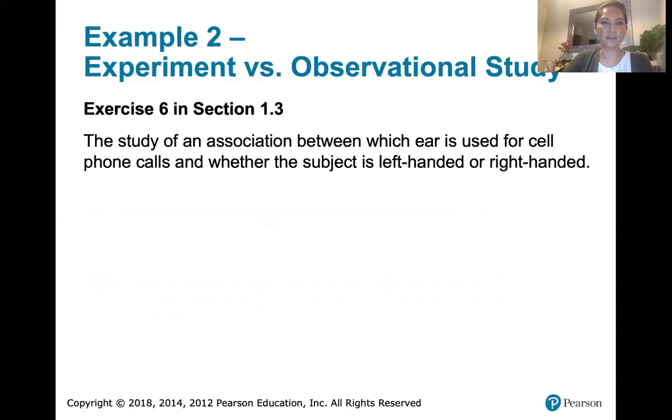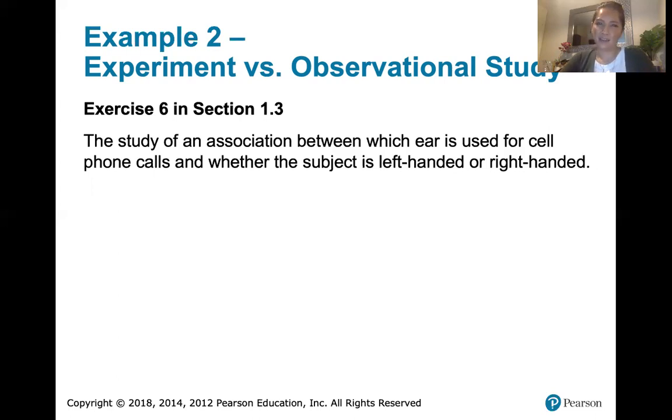Here's another example. In this example, we're looking at a study of an association between which ear is used for cell phone calls and whether the subject is left-handed or right-handed. So when someone picks up their phone and they say hello, the question is, if they're right-handed, do they always go to their right ear, or do they always go to their left ear? If they're left-handed, do they always go to their left ear, or do they always go to their right ear? Or is it completely random? Are you left-handed and sometimes you still use your right hand? Or maybe like all left-handed people use their right hand or something like that.